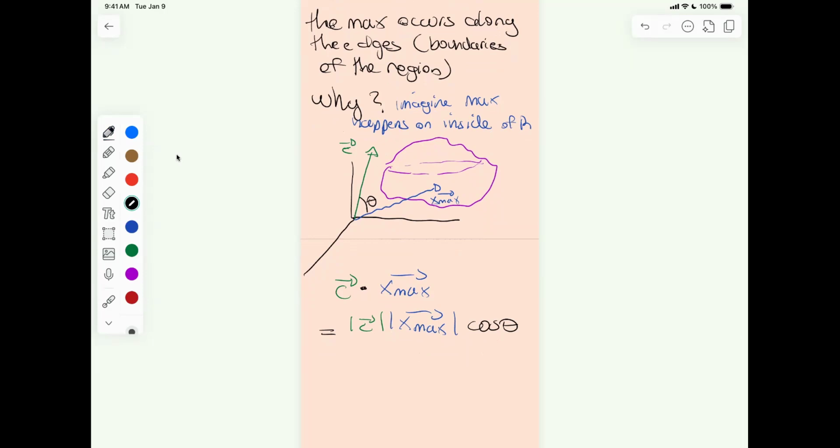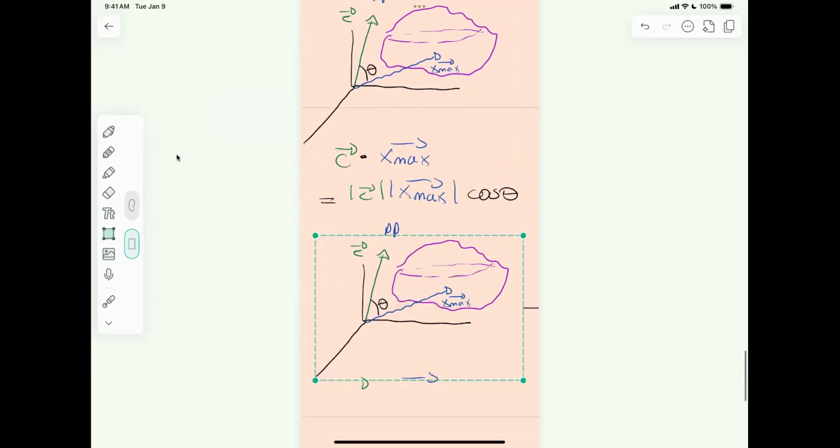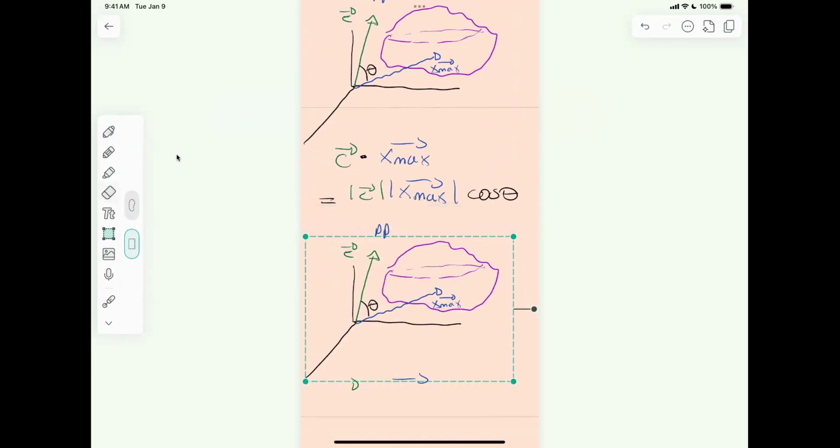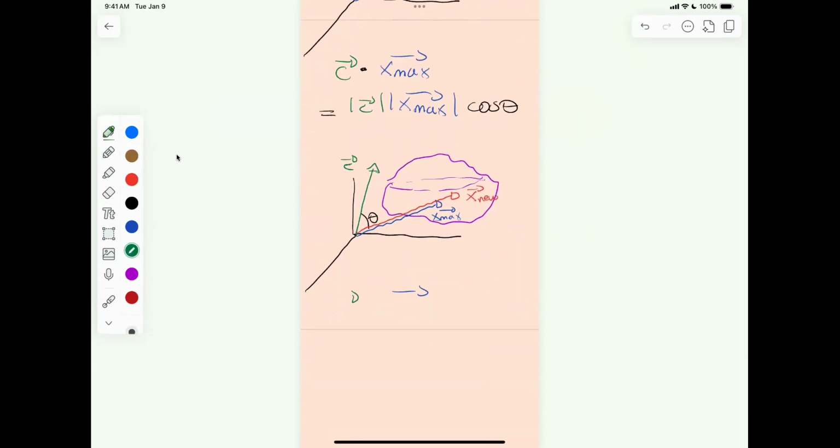So if I move a little bit in the direction of this vector, I'll copy paste the picture just to not make it super messy. You just move a tiny amount, let's call this x new, a new vector. Well, what is the dot product between these two?